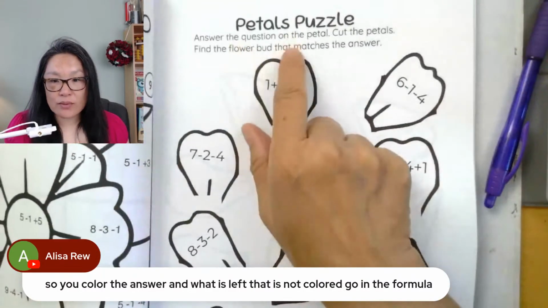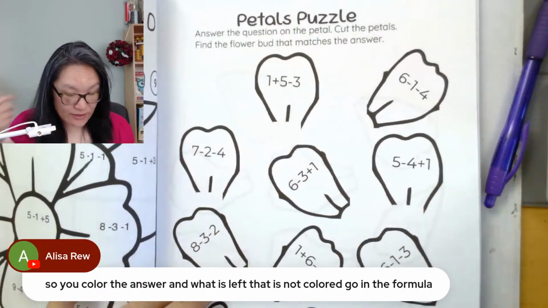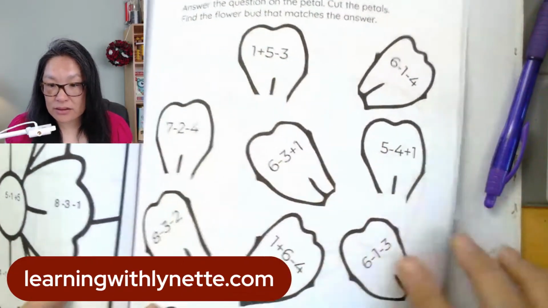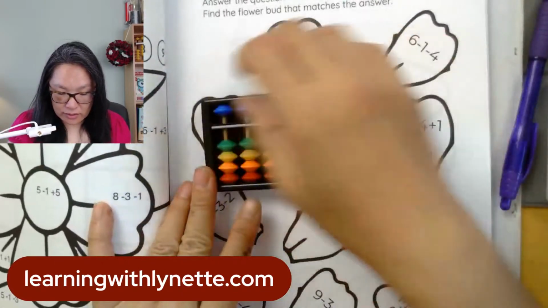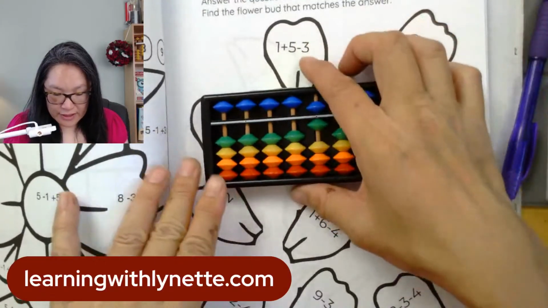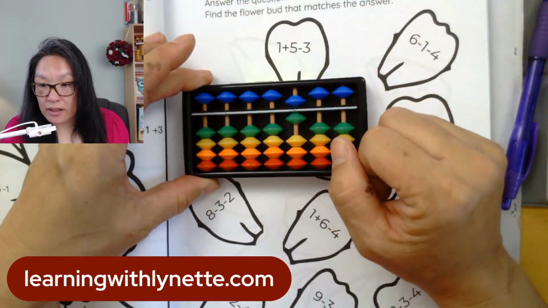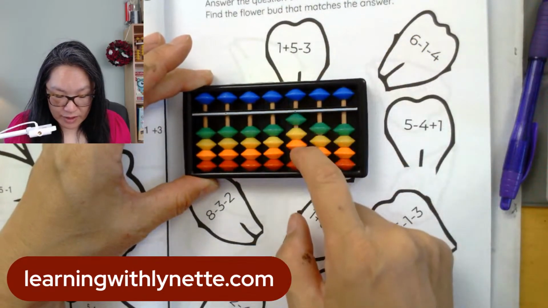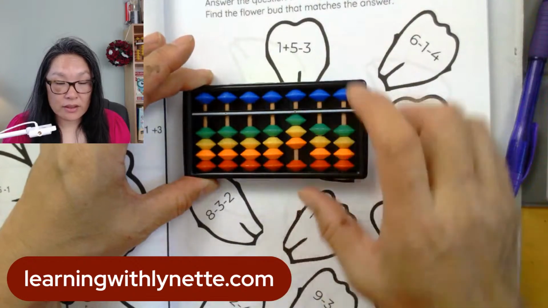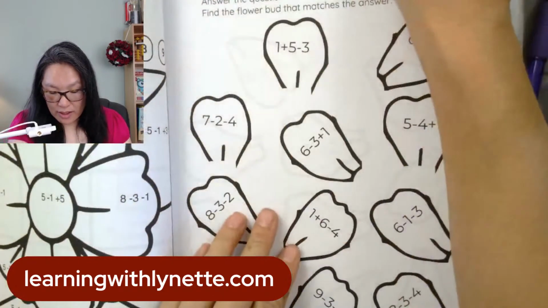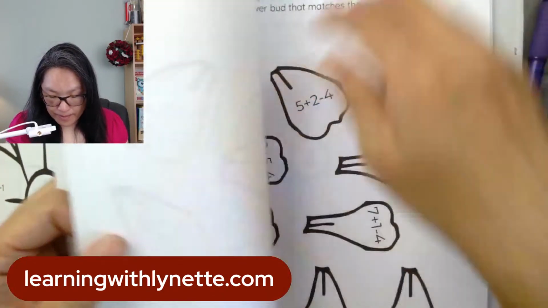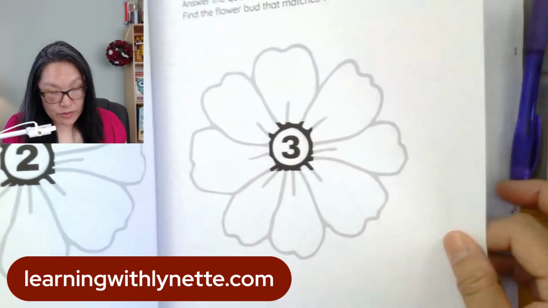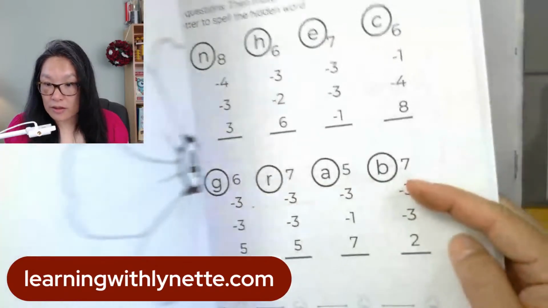Oh, and you see this one. This one is in the class for sure. This was one of my older ones. I like this one. You answer the question on the petals, right? Answer the question. 15 minus 3. Minus 3 is what? Minus the 5 plus the 2, right? There's 3. So you cut it out, and then you find the bud with it. There's a 1, 2, 3, and 4.